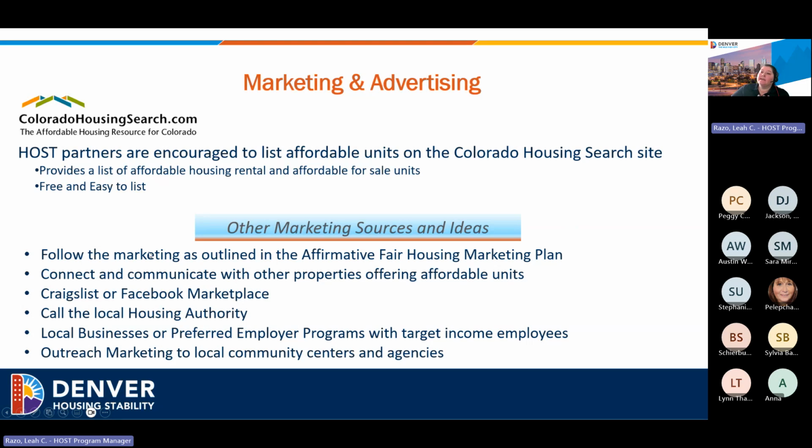Marketing, advertising. These are just suggestions. Colorado Housing Search is really big for affordable homes, both for sale and rental properties. Listing your available affordable rent and income restricted units on Colorado Housing Search is really helpful because we push the public to this website. This is the only website we push them to today. So you could get a lot of traffic from this source. And of course, a lot of people use Craigslist and Facebook Marketplace. You can partner with your local housing authority, any kind of big businesses in the immediate area.